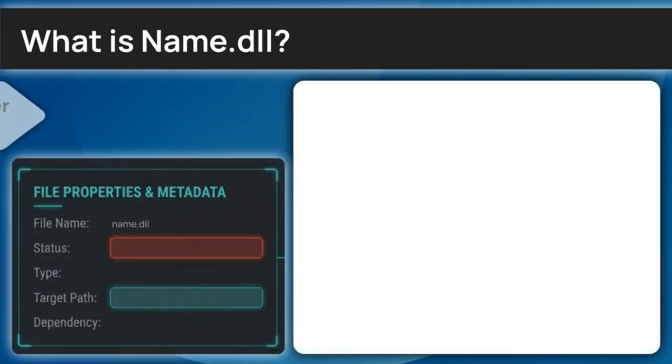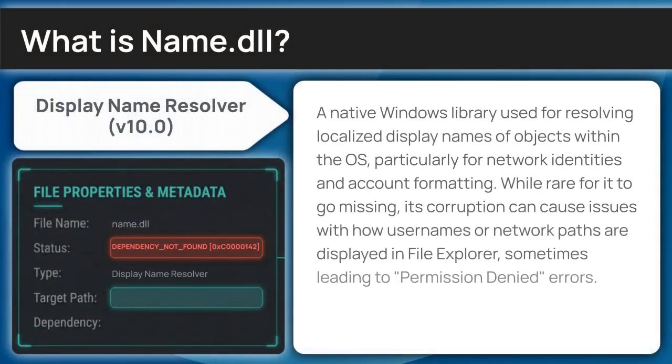This is the Name Library, a native Windows library used for resolving localized display names of objects within the OS, particularly for network identities and account formatting. While rare for it to go missing, its corruption can cause issues with how usernames or network paths are displayed in File Explorer, sometimes leading to permission-denied errors.